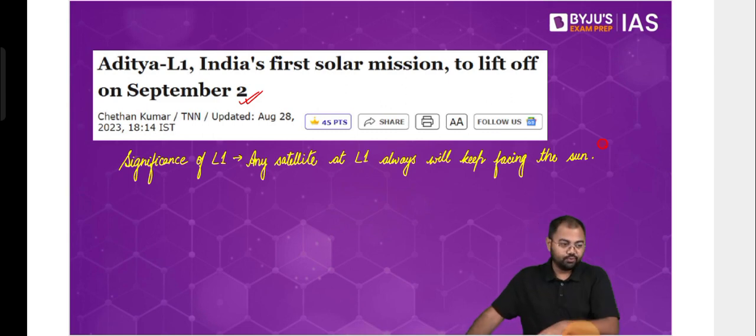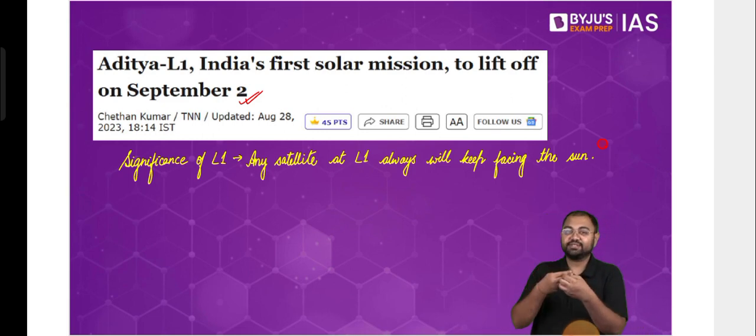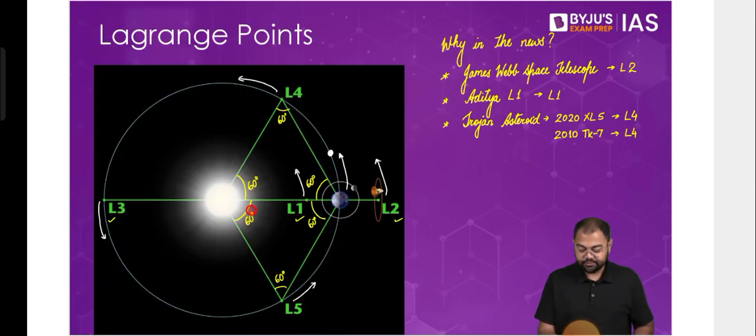Now, similarly, when we go to L2, what is the significance of L2? L2 is behind the Earth, and it will always remain behind the Earth. There's a reason why the James Webb Space Telescope has been sent to L2: L2 is protected from the radiations of the sun, because the Earth lies in the way. If you look here, L2 lies behind the Earth, so it is always protected from the sun's radiations.